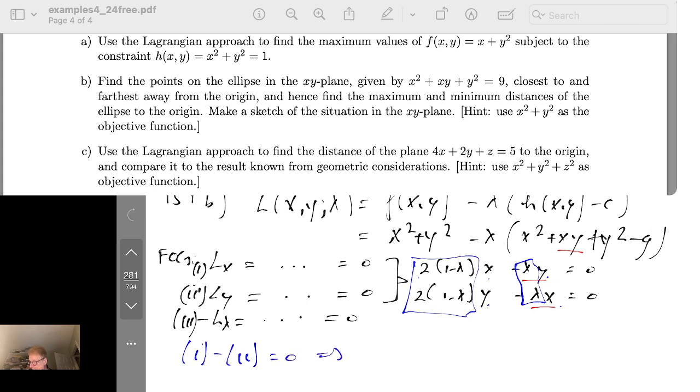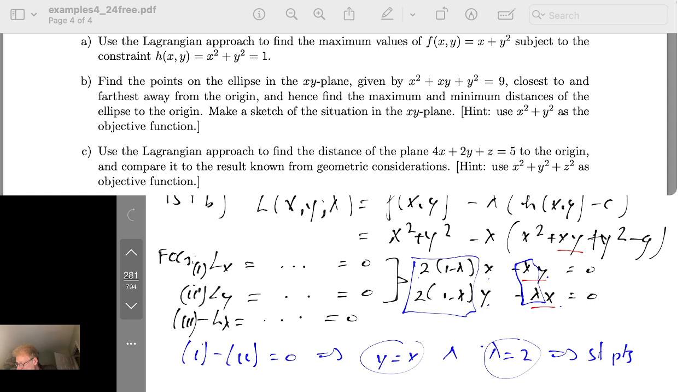And then you get two cases from there: y is x, or lambda is 2, which you look at in separation to find the stationary points. For both cases, right? So you have to look at them in separation.